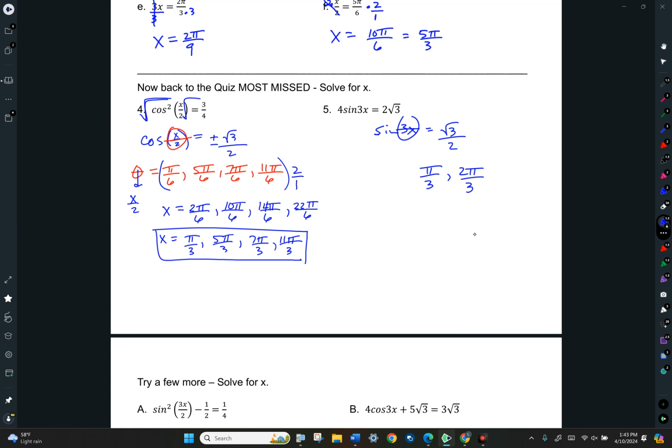But my angle, remember, was 3x. So I'm saying, when is theta, or when is 3x, going to equal those? So in order to solve, I'm going to divide by 3. Remember, dividing by 3 is like putting it in the denominator. So x equals pi over 9, or 2 pi over 9.